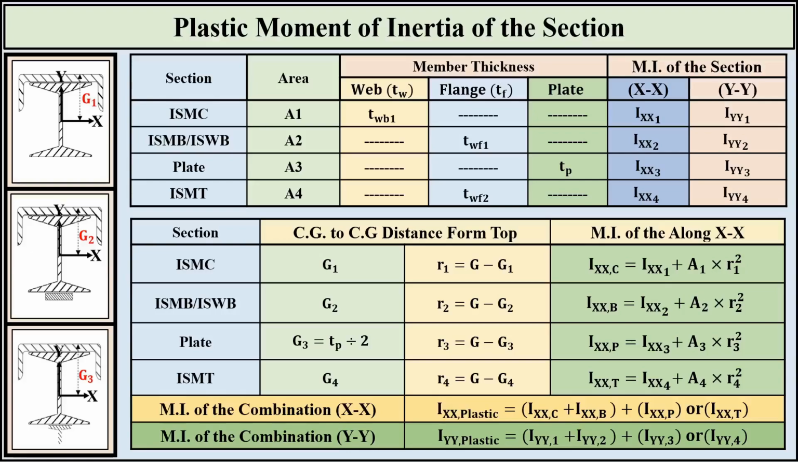For the x-axis, we add the beam and channel values to either the plate or the ISMT, depending on your design case. We repeat a similar summation for the y-axis. These final values, labeled as Ixx plastic and Iyy plastic, will be used to determine the section modulus and the final load carrying capacity. In the next slide, we are going to see the calculation for plastic section modulus and the capacity.